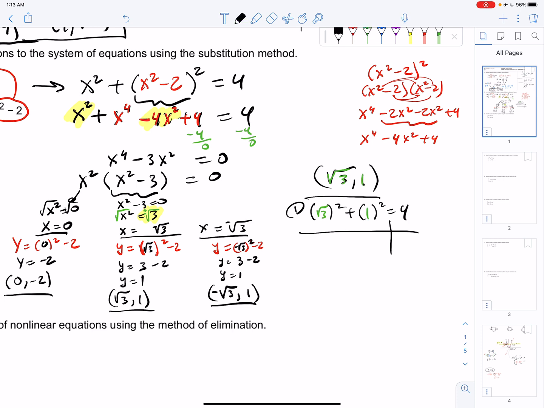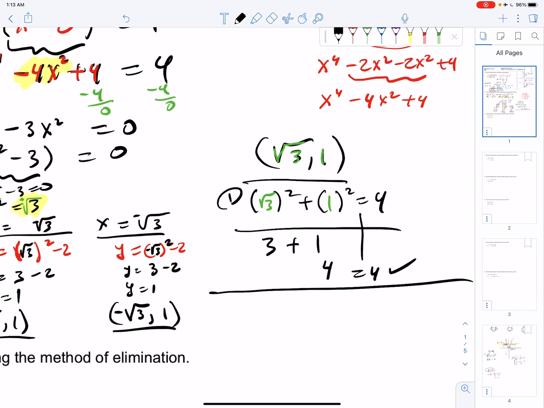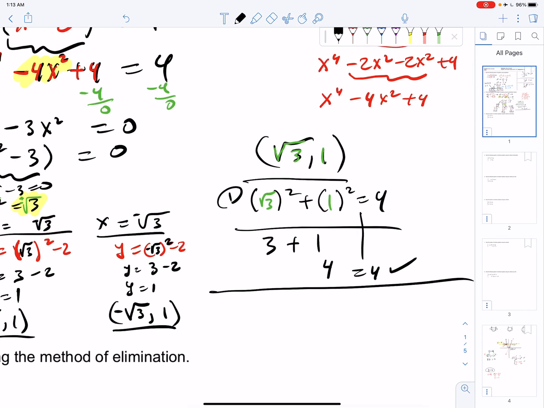And the square root of 3 squared is 3. 1 squared is 1, and 3 plus 1 is 4. Check. That worked. Now the thing is, if you're aware of something, you don't really have to do the next one, because if you think about this, the next particular problem has just negative root 3, right?